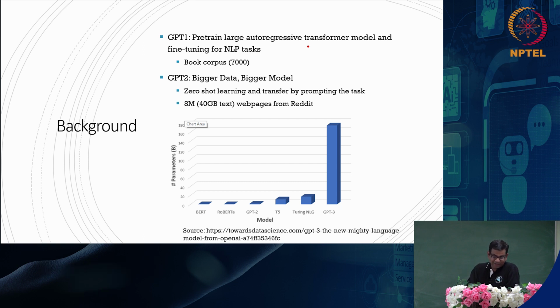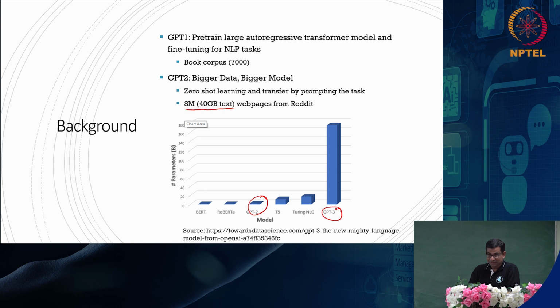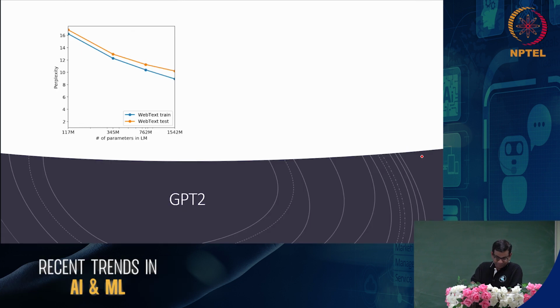And then you had GPT-2, which has bigger data: 8 million web pages, 40 gigabytes of text. When it came, you can see that this is BART, RoBERTa, and GPT-2. This is fairly small compared to when we have GPT-3. It's a huge significance gain. You can go and play here in an NLP demo. You probably have already tried this. Whatever things you have, you can try there.